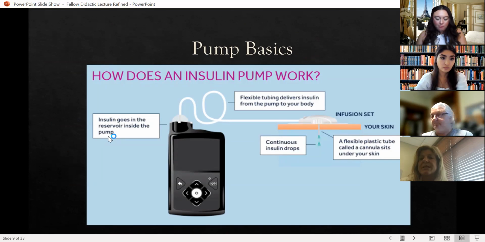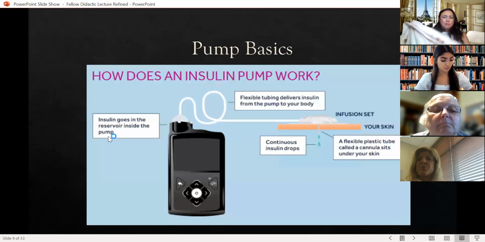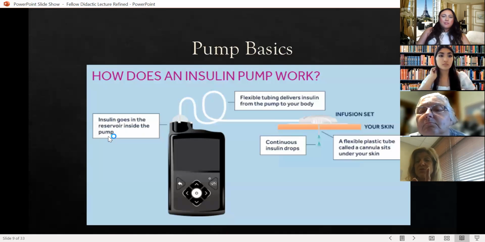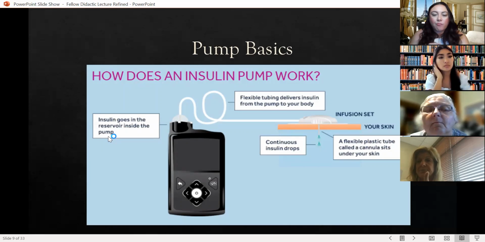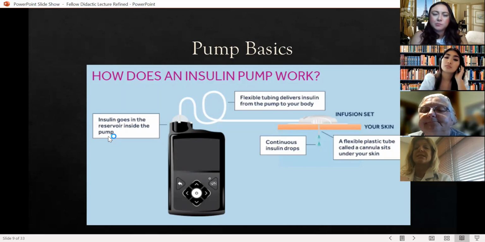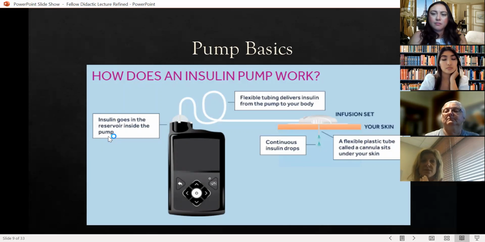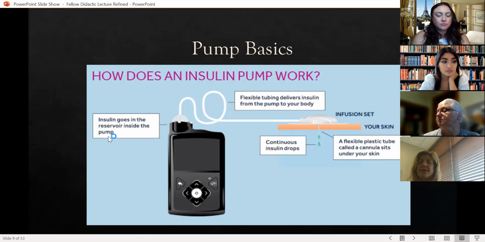So this one's pretty simple. You can see here that the pump is attached and the reservoir sits in the pump. The tubing is what is attached to you for the Medtronic and the Tandem. That brown is actually your skin, and the infusion set sits in it. The insulin comes through in these continuous drops. That's the basal part of it all, and then the boluses will also be delivered through there.